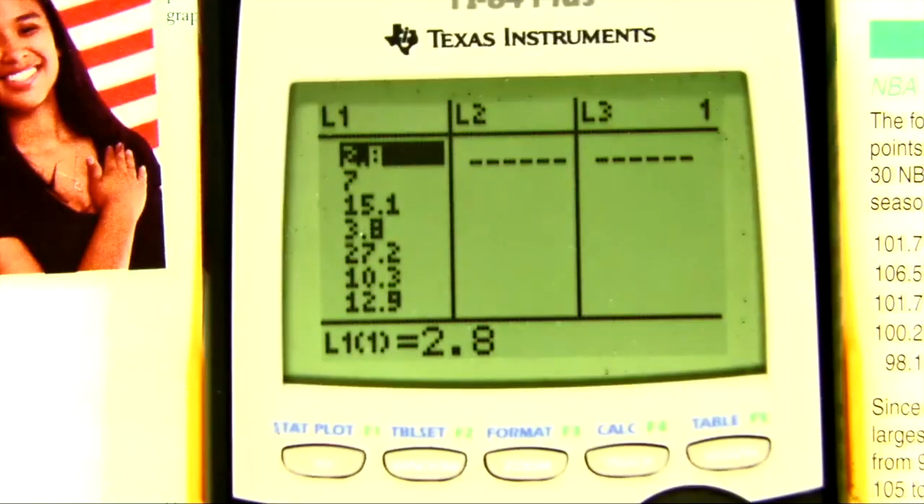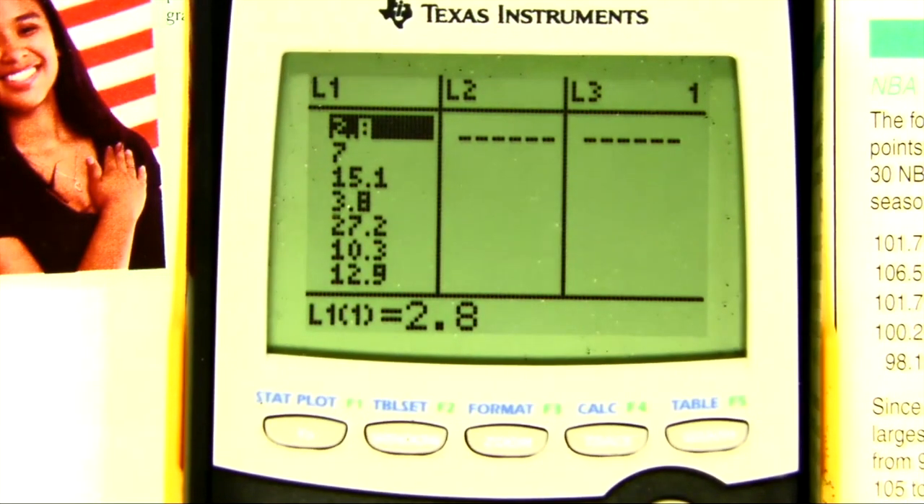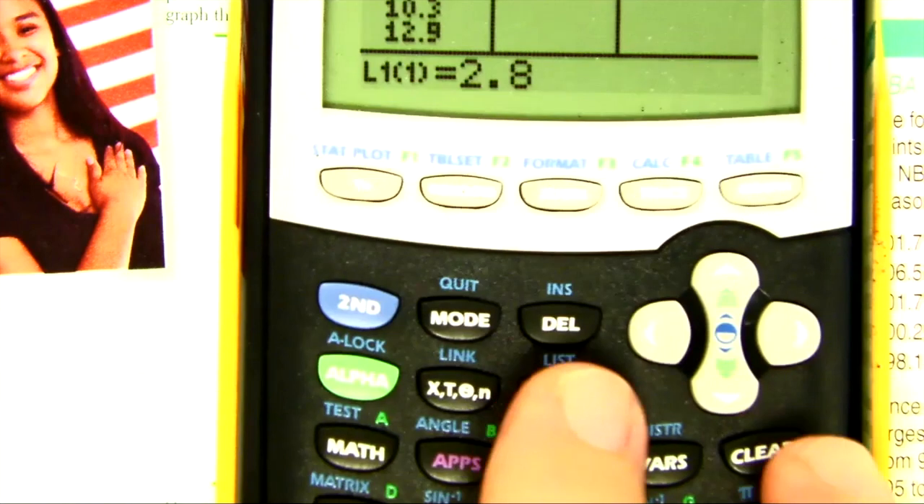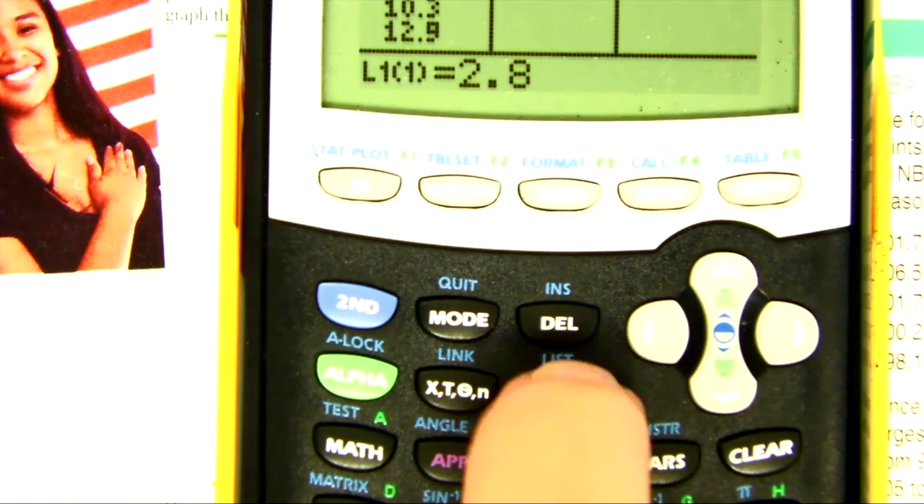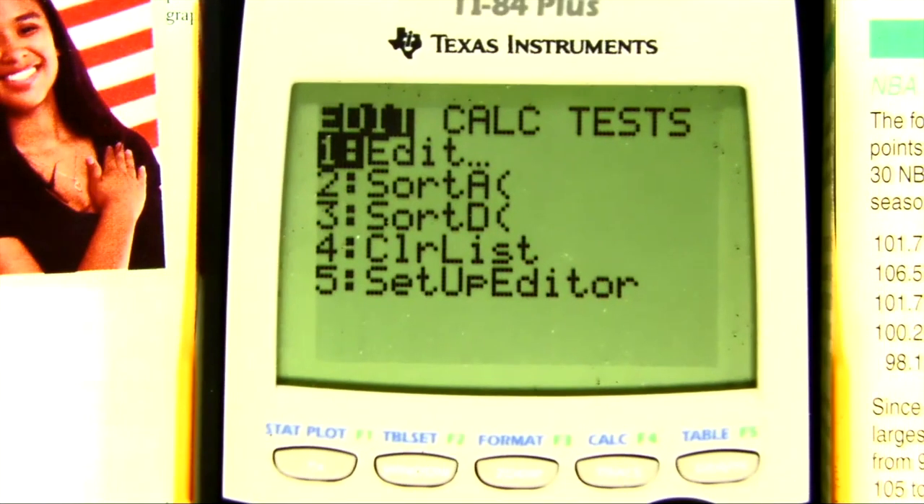So on the TI-84, there's a stat button. Here's my stat button. When I hit my stat button, I get this menu.